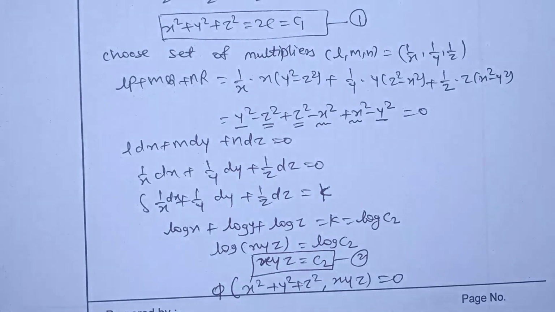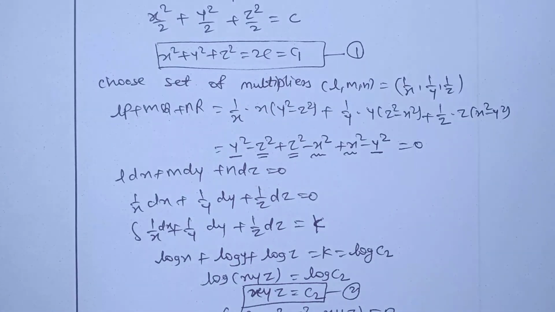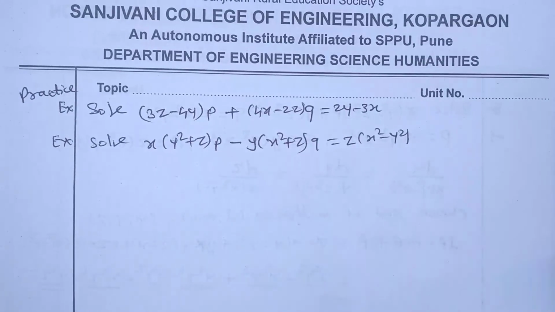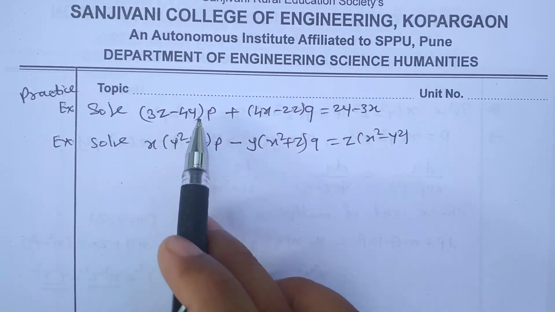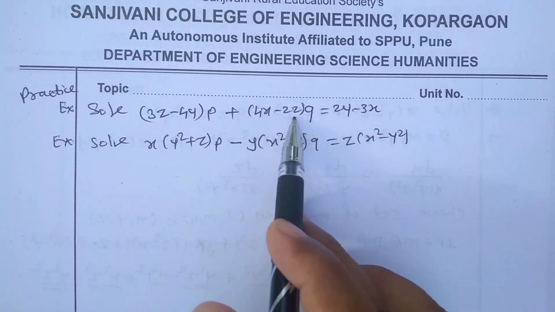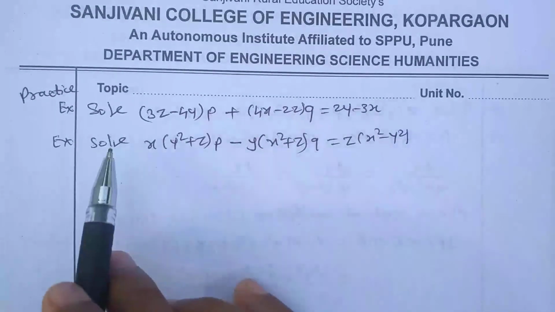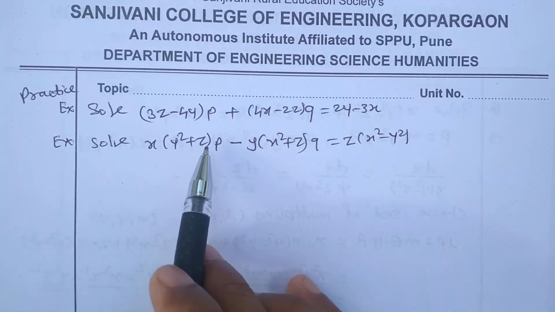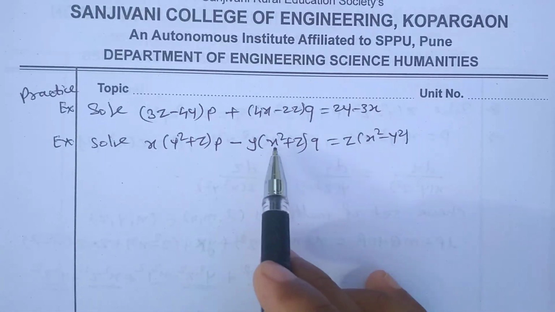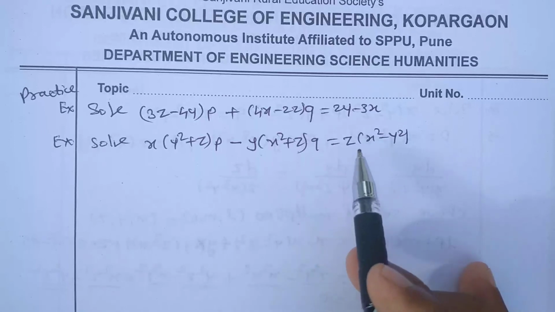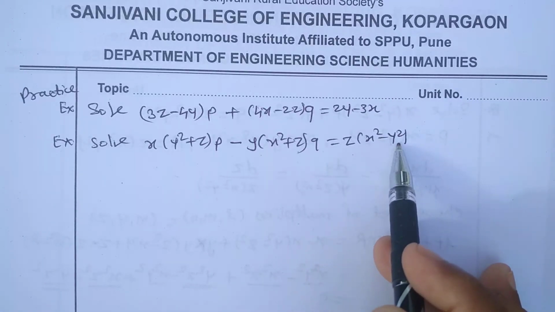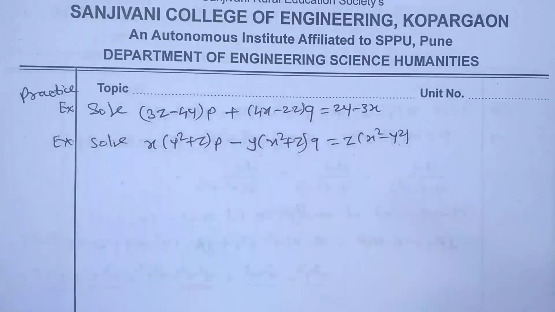Now let's take some examples for practice. Solve 3z minus 4y into p plus 4x minus 2z into q equals to 2y minus 3x. Second example, solve x into y square plus z into p minus y into x square plus z into q equals to z into x square minus y square. So solve these examples for practice.